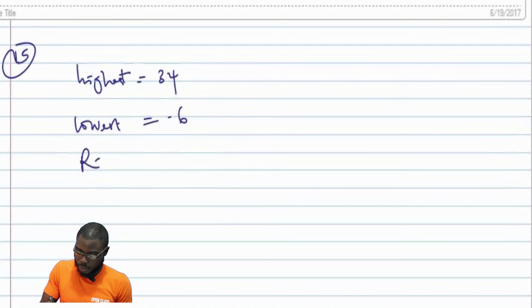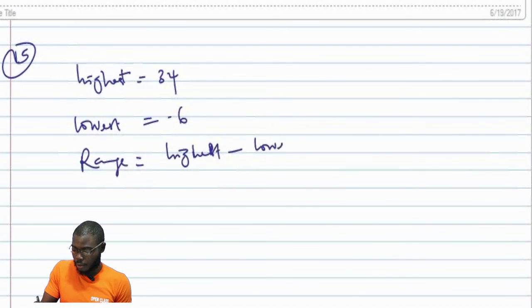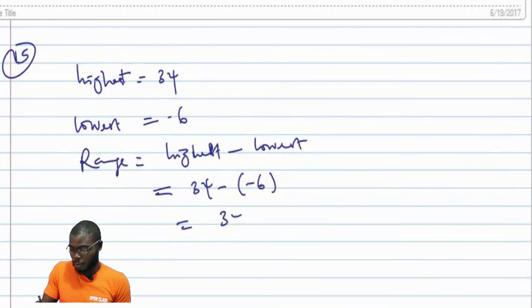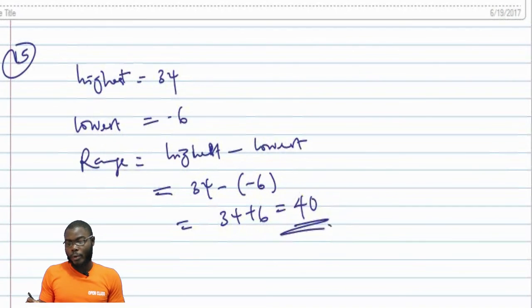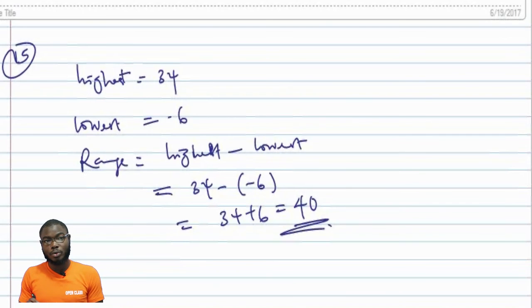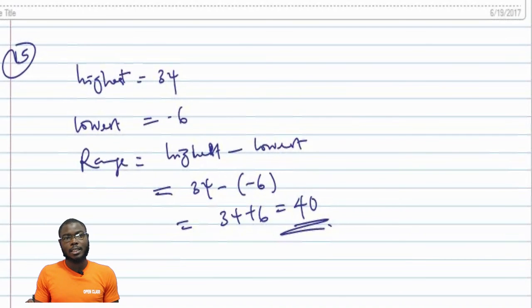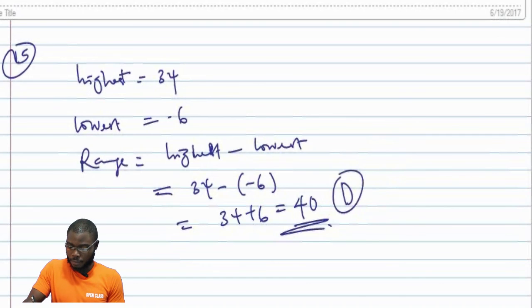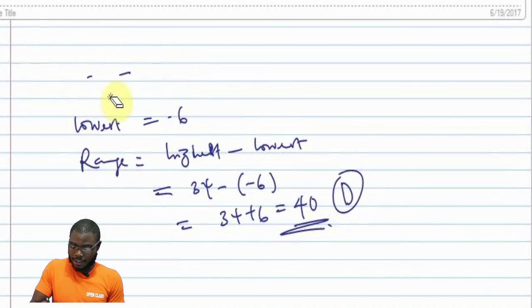So in calculating range, you have the highest minus the lowest, which equals 34 minus minus 6. So you have 34 plus 6. That gives you 40. So option A says 32, B says 36, C 33, and D 40. So your answer is 40. Now let's move to question number 16.